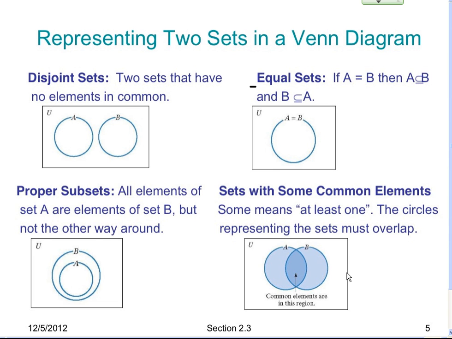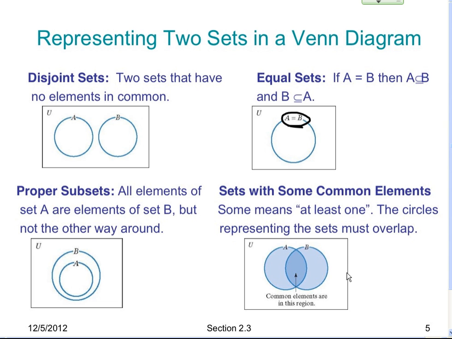Equal sets. Remember, equal sets is where one set is exactly the same as B. Another way of saying it is A is a subset of B and B is a subset of A. It's just the same way of saying the same thing. And when two sets are equal, we just draw one circle and we put A equals B.